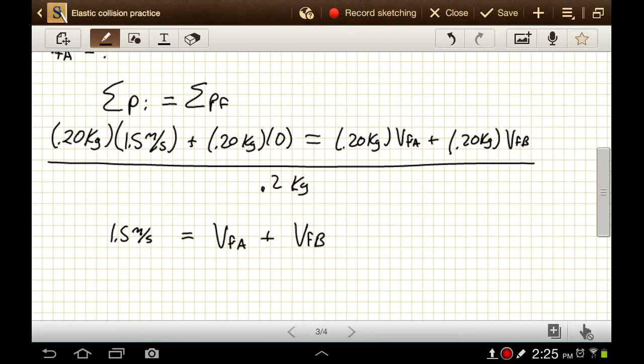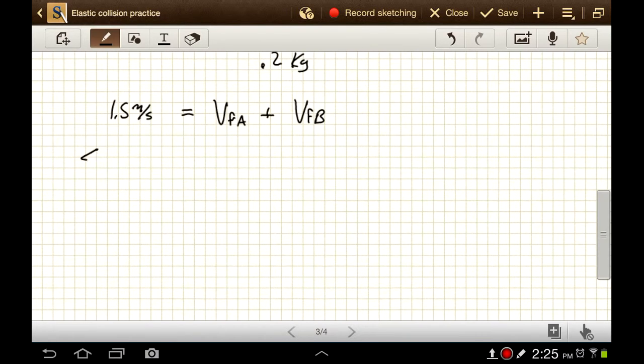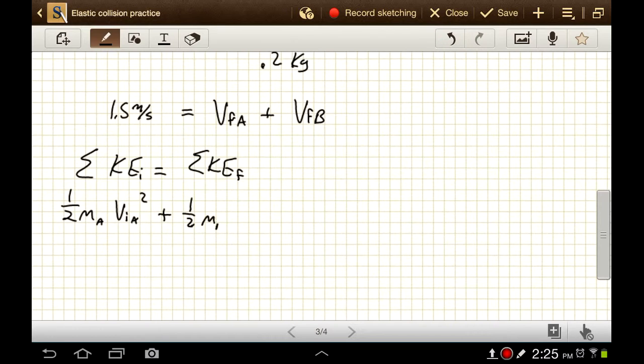Now we'll do the kinetic energy, conservation of kinetic energy. The total kinetic energy initial is equal to the total kinetic energy final. And so we'll do that. That's 1/2 m_A v initial A squared plus 1/2 m_B v initial B squared.